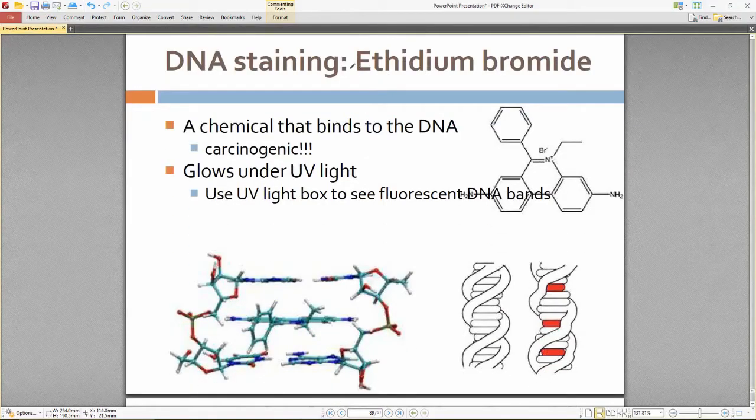So, ethidium bromide is a compound that is used to stain DNA. It's a chemical that binds to DNA, and it's also carcinogenic, but it glows under UV light. So if you add ethidium bromide to stain your DNA, and then you use a UV light box, then you can see the fluorescent DNA bands.